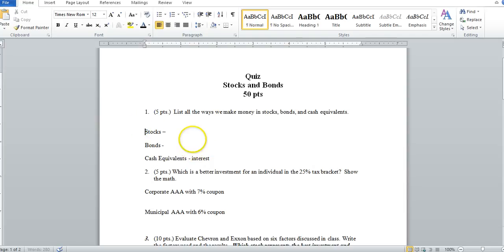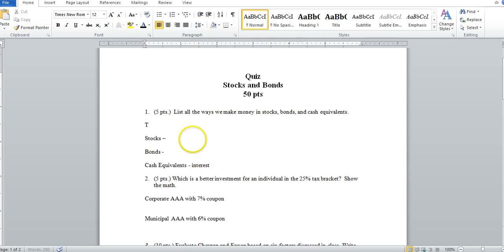Now, before I talk about stocks and bonds, I want to remind you that total return equals any kind of income. So income can be in the form of interest or dividends. And then we're going to add here capital gains. All right, so that's what total return is.